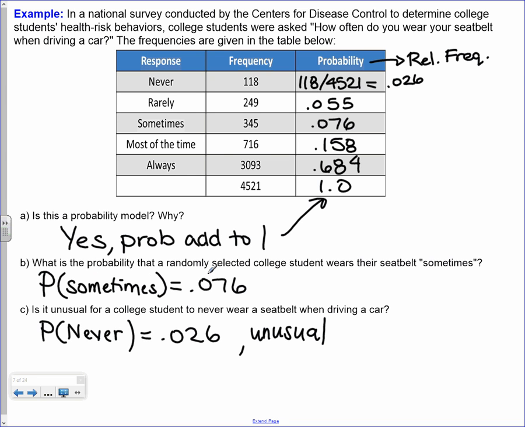What is the probability that a randomly selected college student wears their seatbelt sometimes? So you'd go here and say, well, 345 divided by 4521 is 0.076, and that's it. Is it unusual for a college student to never wear a seatbelt? Well, we go up to never. We see that our relative frequency is 0.026. So only 2.6% of the time would you find a college student that never wears their seatbelt. So I would say that's unusual. It's unlikely that that would happen, which is a good thing.